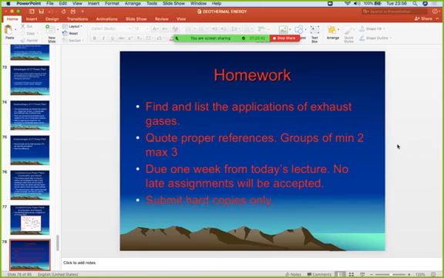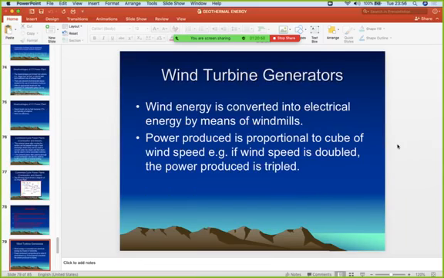So we have another homework, but you don't need to assign them right now, only the pump storage. So we go now to wind turbine generators. We're almost done. Wind energy is converted into electrical energy by means of windmills. Power produced is proportional to the cube of wind speed. If wind speed is doubled, then the power produced is increased eightfold.